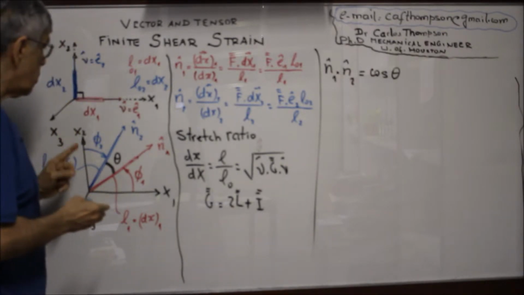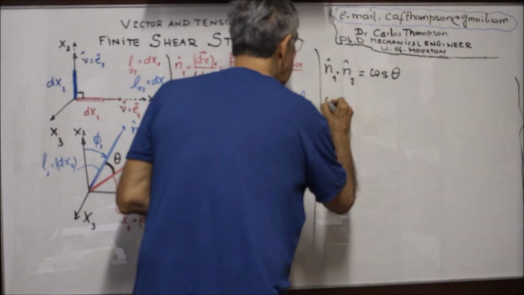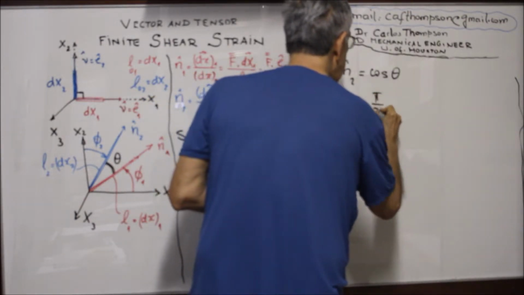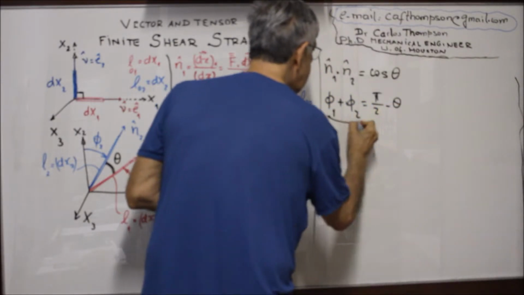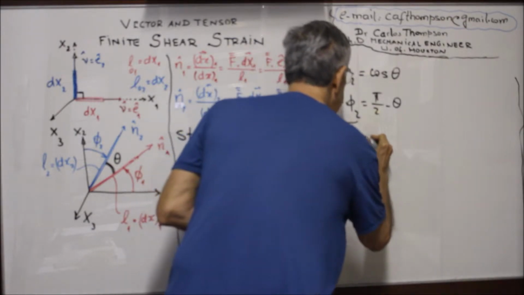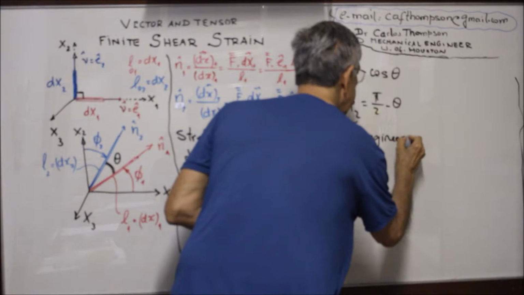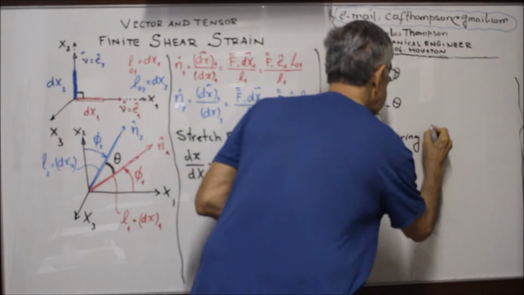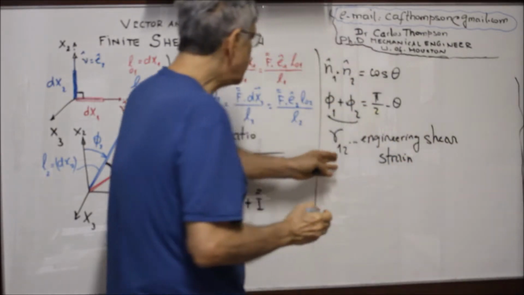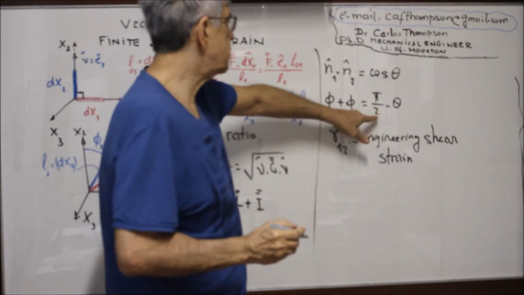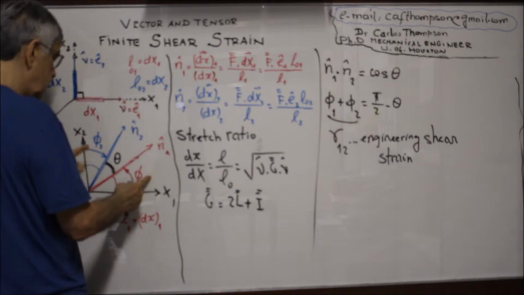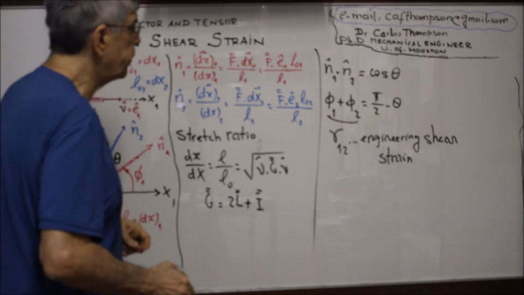Now it's important to know the definition. Phi1 plus Phi2 is equal to pi over 2 minus theta. This is called gamma 1 2, the engineering shear strain. The engineering shear strain is pi over 2 minus theta, which is the sum of phi, in this case Phi1 plus Phi2.